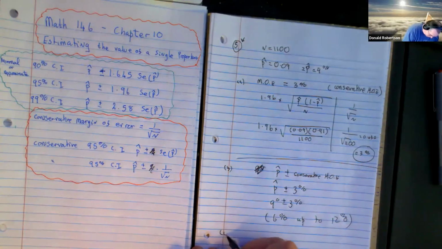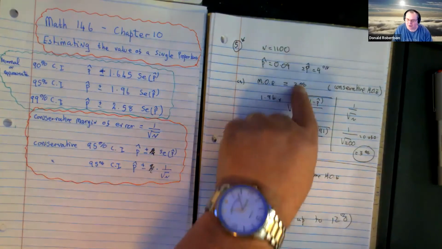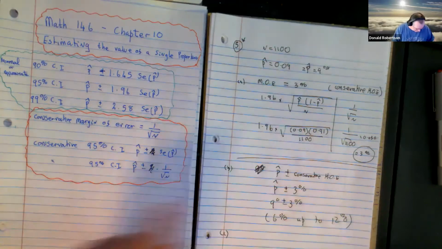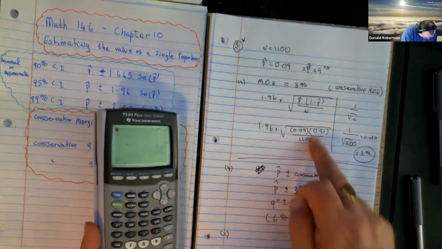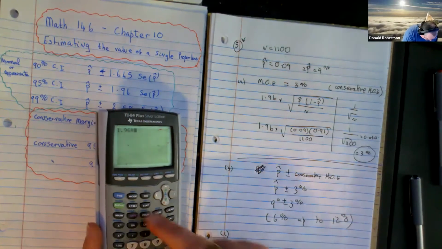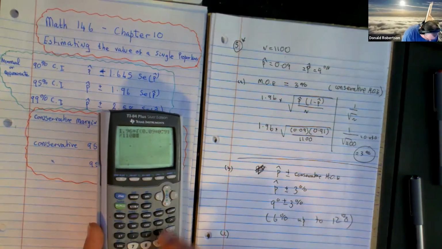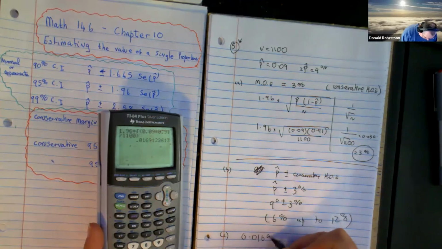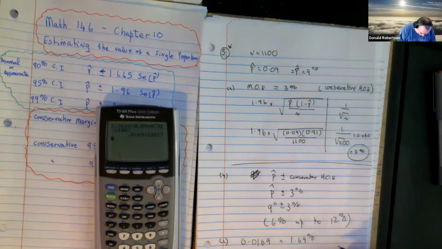Then in question C, they want this margin of error formula. Since I've already set it up, I'm not going to rewrite that again. I'm just going to find out what the answer is. This is 1.96 times the square root of 0.09 times 0.91, all divided by 1100. And that's 0.0169 and stuff. That's 1.69%, and they want it to 1 decimal place.